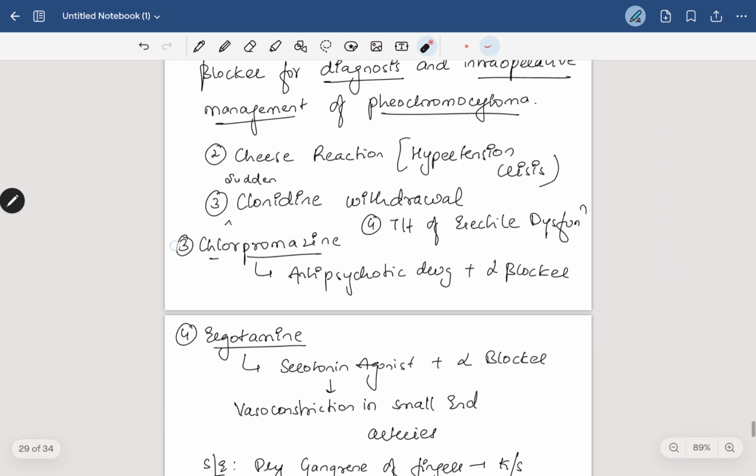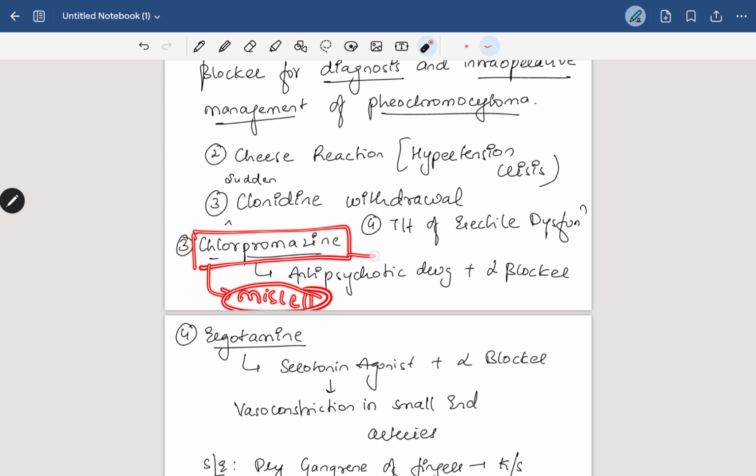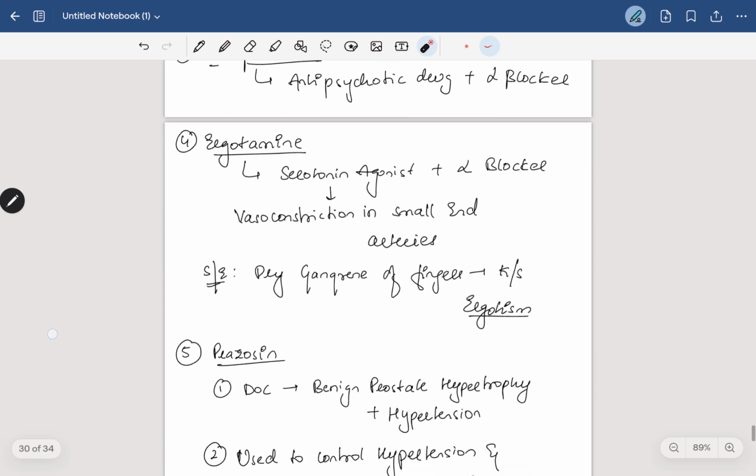Next drug we have is chlorpromazine. I told you that time also that chlorpromazine comes under which category of drugs? It comes under miscellaneous. And I told you that time that we will further learn it in CNS chapter. So therefore it is an antipsychotic drug plus it is an alpha blocker. Next we have ergotamine. Ergotamine, it is a serotonin agonist plus alpha blocker.